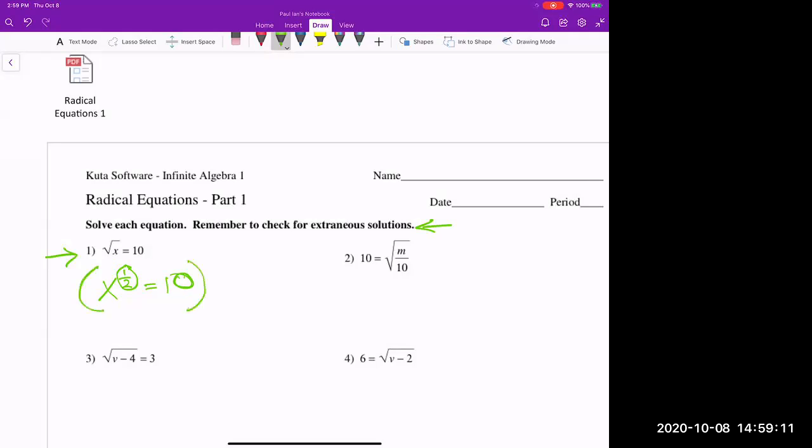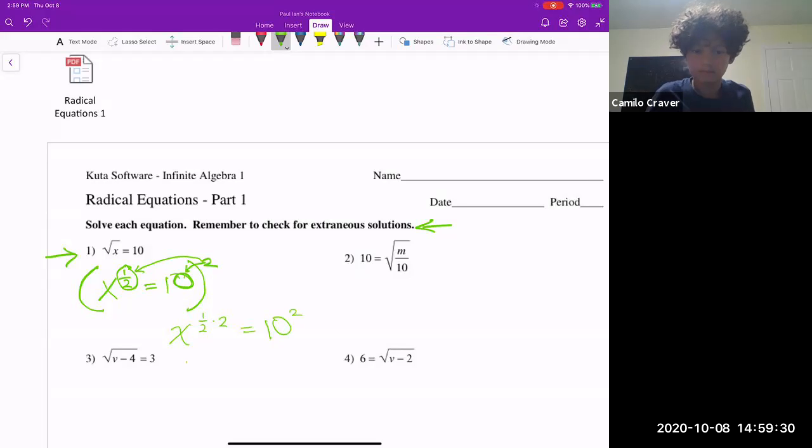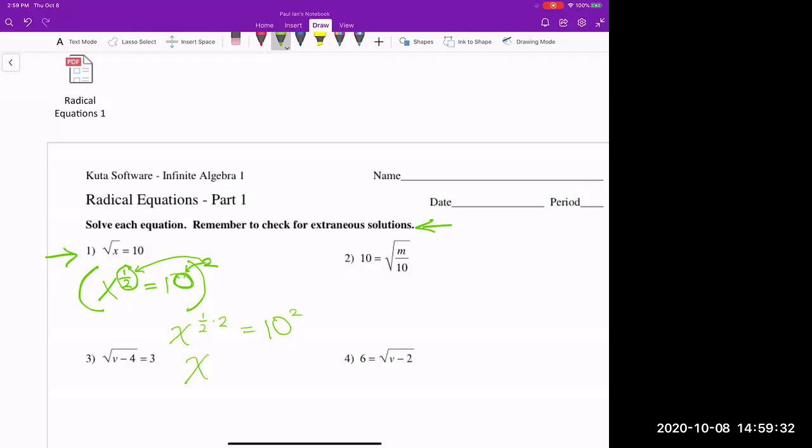That's squaring, right? Yeah. So I square both sides. When I square both sides, I pass the 2 to the exponent. So x to the 1/2 times 2 equals 10 squared, right? And then this guy is just x now, right? Yeah. And then this is 100. So that one is it. What do you think of that one? This one is just applying the fractional exponent thing.